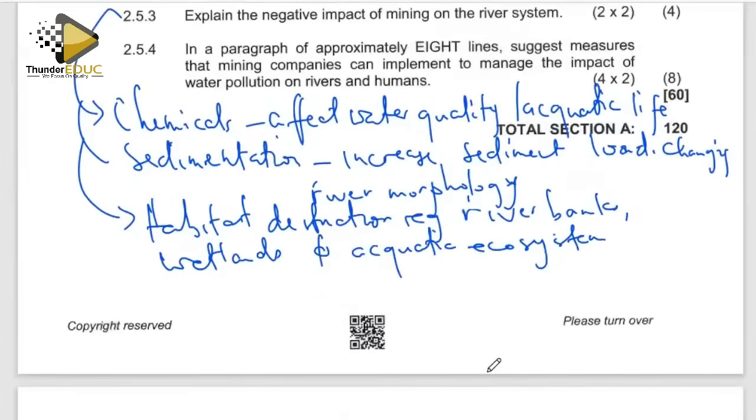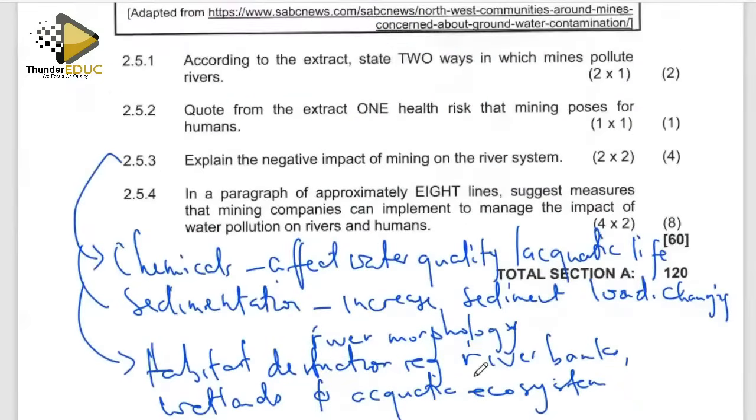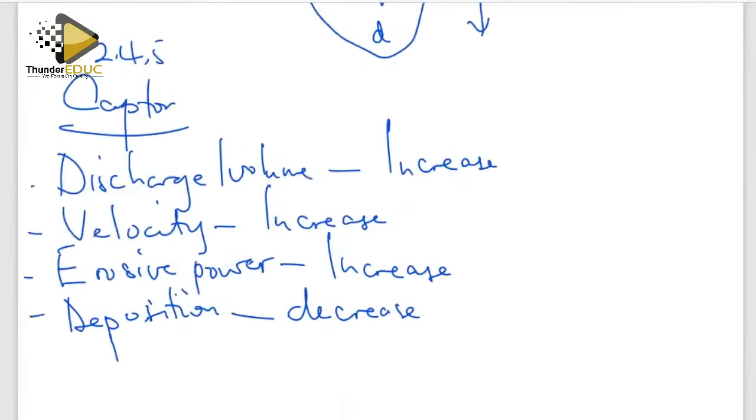Right, we are moving to our last question. In a paragraph of approximately 8 lines, suggest measures that mining companies can implement to manage the impact of water pollution on rivers and humans. That is number 2.5.4. What can the companies do to reduce the impact of river pollution?